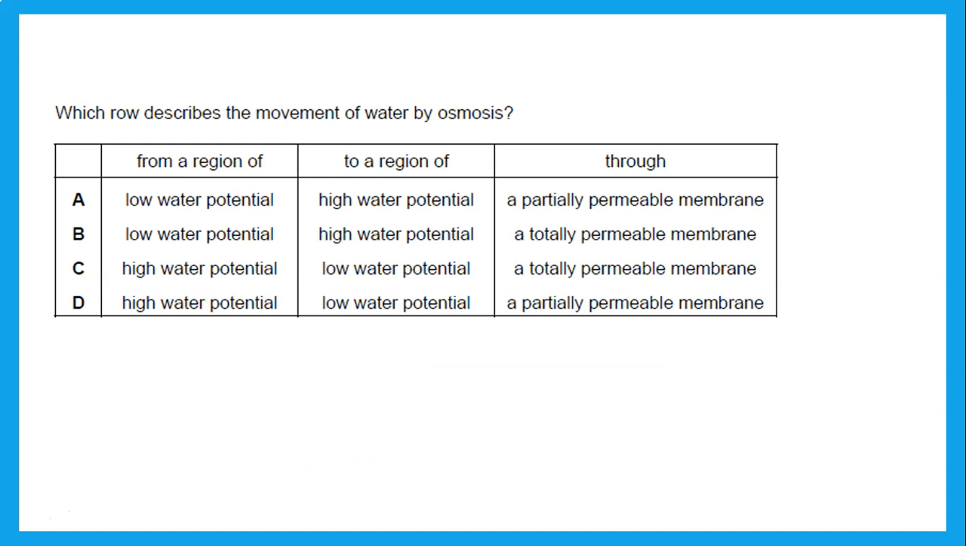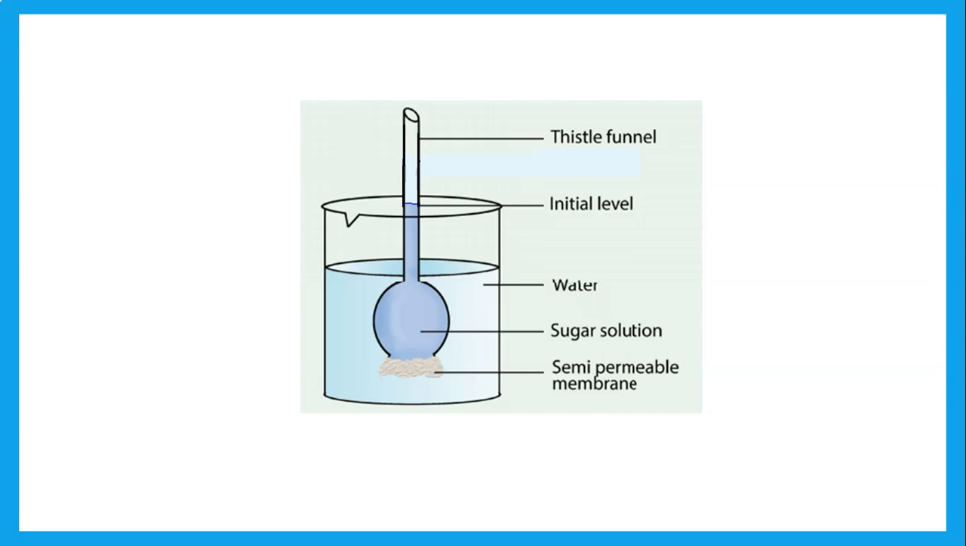So, if we say, first of all, which row describes the movement of water by osmosis? We said, what is osmosis? It's from a region of high water potential to a region of low water potential through a partially permeable membrane. So please remember that this is the definition of osmosis. So, another illustration of osmosis.